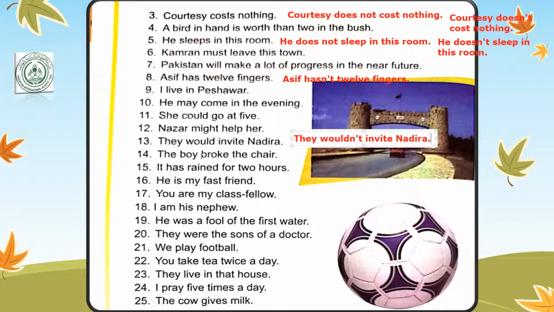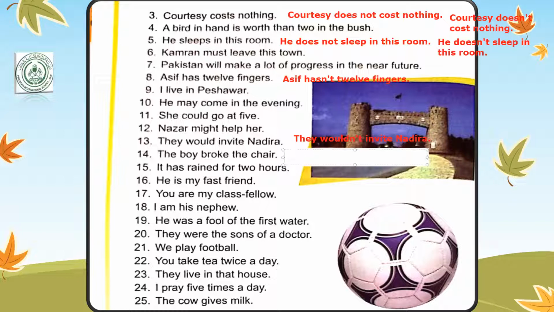Number 14, the boy broke the chair. How will you change it? The boy did not break the chair. And if you want to change the sentence a second time into short form, you will say the boy didn't break the chair. Didn't, like this, dear students: did and apostrophe and t. Didn't. Understand? So easy for you.